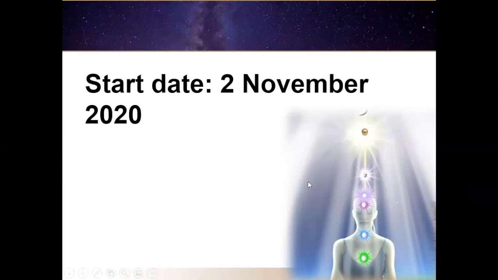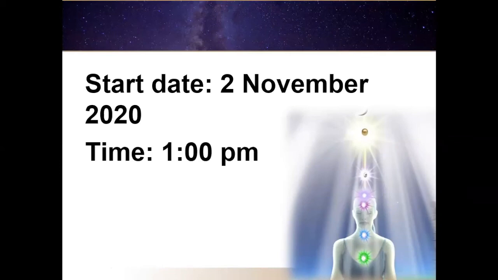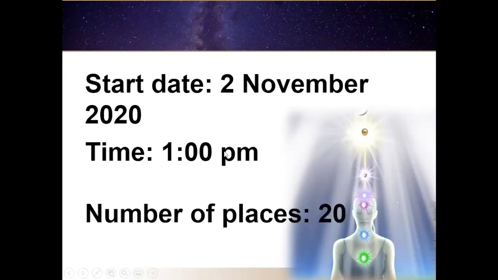The start date will be the 2nd of November. The time, it'll be 1 p.m. So this will be Western Australian date and time. So for Sydney, it'll start at 4 p.m. And then for New York, it would be 1 a.m. in the morning, and the number of places is 20.